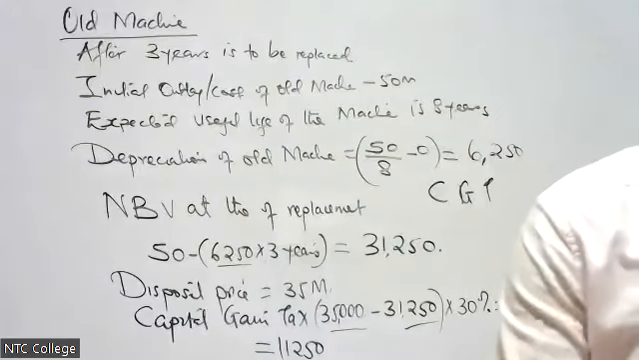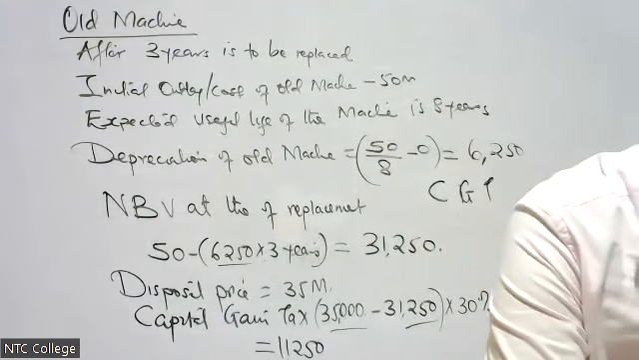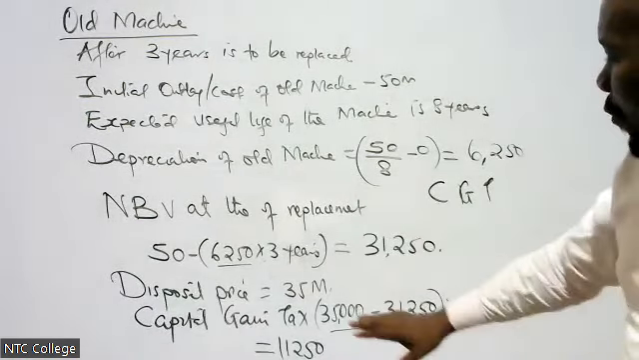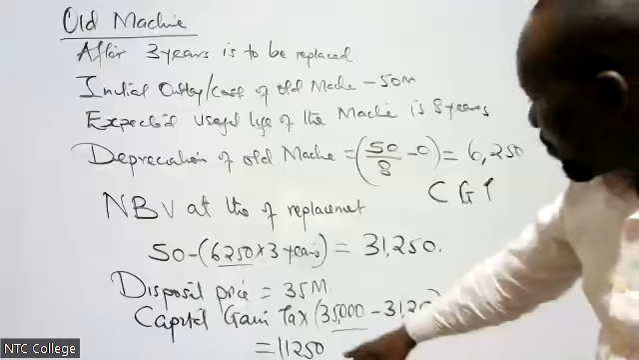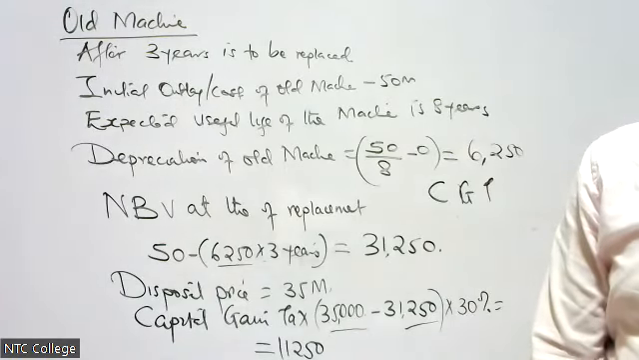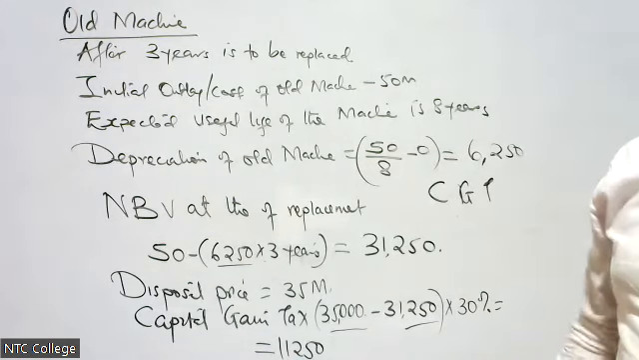We can proceed. The new machine will cost, now we are replacing the machine, remember? We have said that we bought it. We are selling it at 35, but we're going to pay 1,125. That is money that is going out because we are selling the machine.